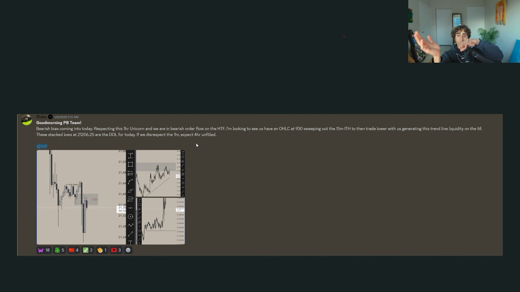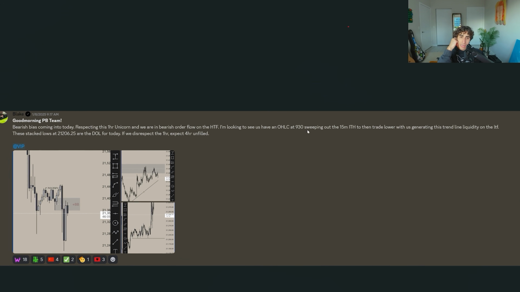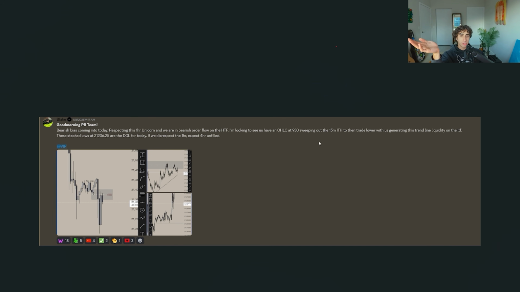So on the higher time frame, we have a downtrend, and I'm looking to see us have an open high-low close at 9:30. So just price to go higher, sweeping out this 15-minute intermediate high, trading into this gap, and then us to trade lower, generating this trend line on the lower time frame. These are great draws. And then I said these stacked lows are the draw on liquidity today. If we disrespect the 1 hour, then expect the 4 hour unfilled.